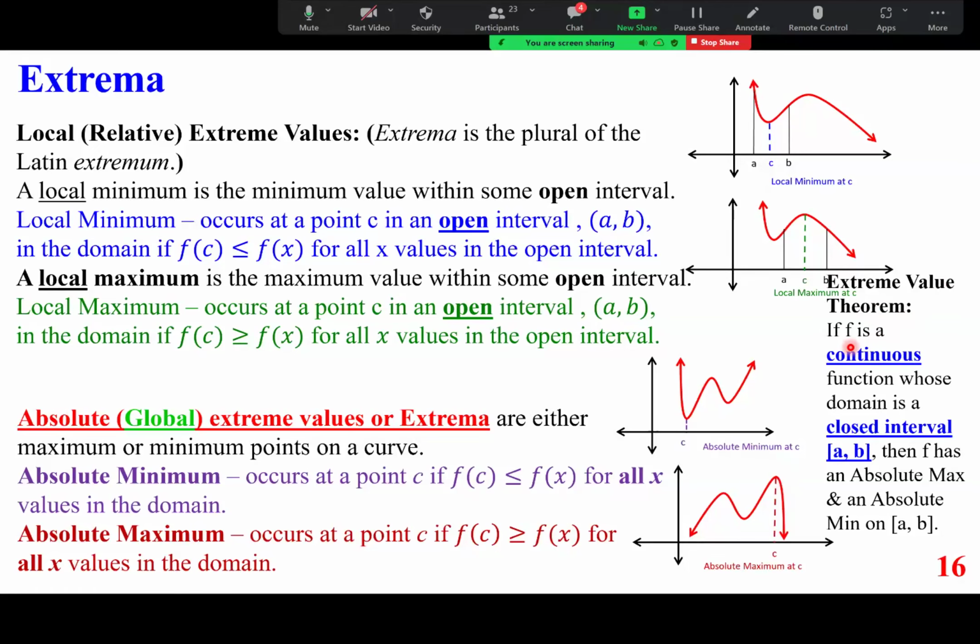The extreme value theorem indicates if f is a continuous function whose domain is a closed interval from a to b, then f has an absolute max and absolute min on the interval from a to b. That's called the closed interval theorem.